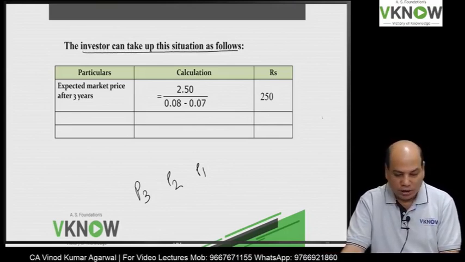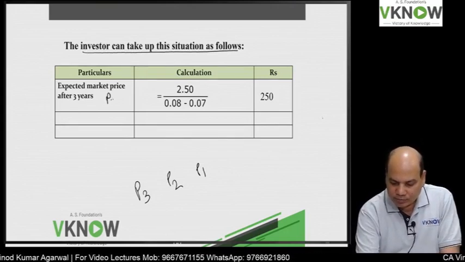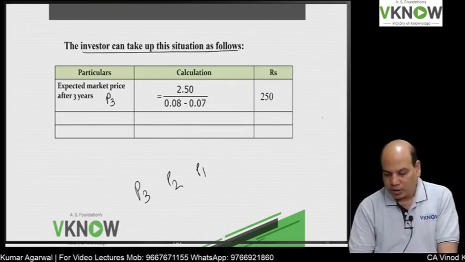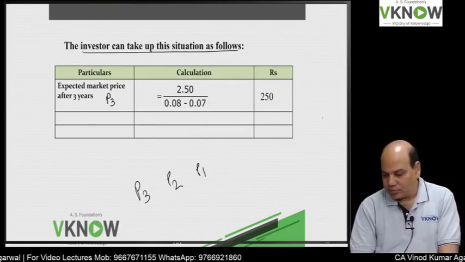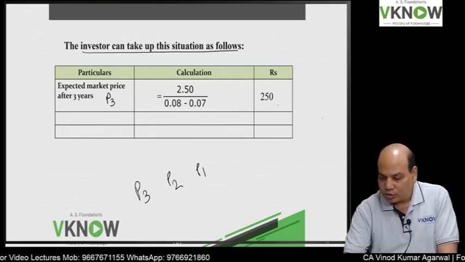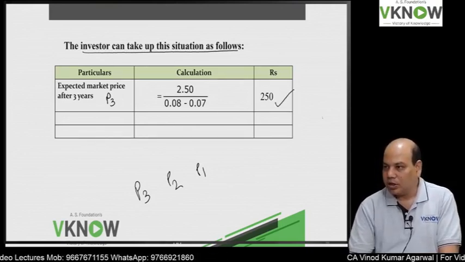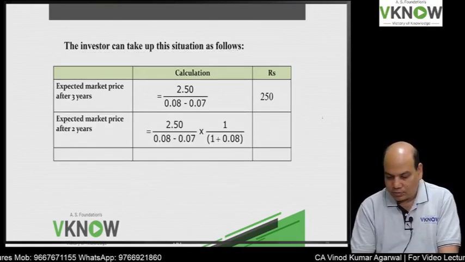The investor can take up this situation as follows. You can just save time by writing price, calculation and rupee. P3 will be directly written as 250. Already calculated. P3 250 already calculated.